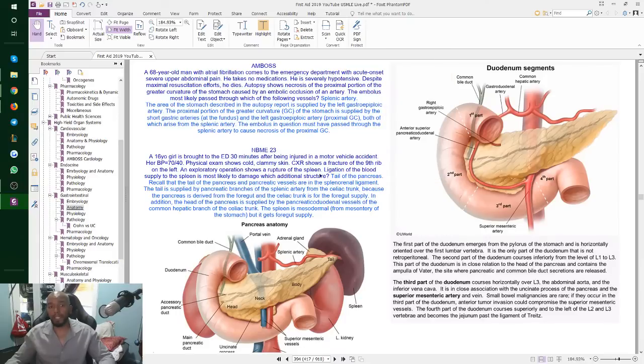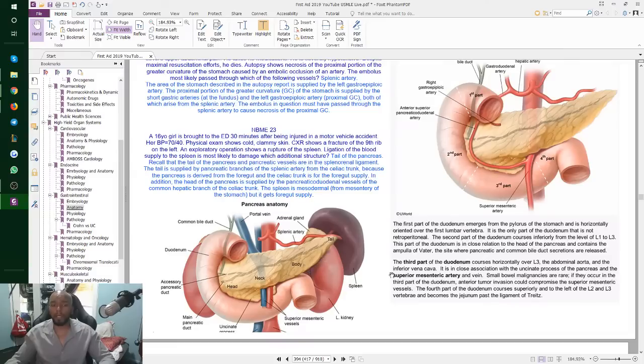So of course ligation of the splenic artery will damage the tail of the pancreas, because that gets blood supply from the splenic artery. Alright, so very important little anatomical stuff. And of course NBME picks on this, because this isn't really discussed much either by UWorld or by First Aid itself. So really important to know that stuff.